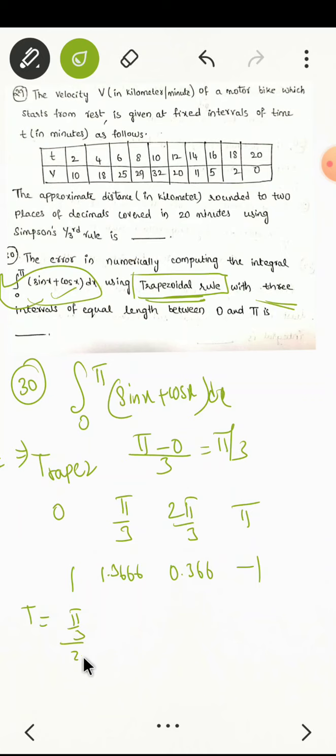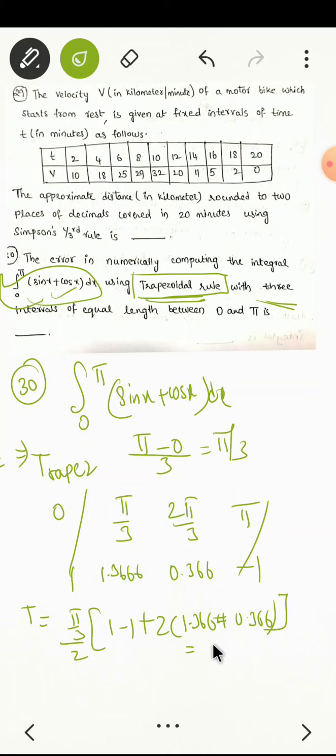Pi by 3 by 2, into first term 1 plus last term -1, plus 2 into 1.366 plus 0.366. So what is the value you are getting? I am getting it as 1.8137. Okay, also you people know how to solve this particular integral by using exact integration.